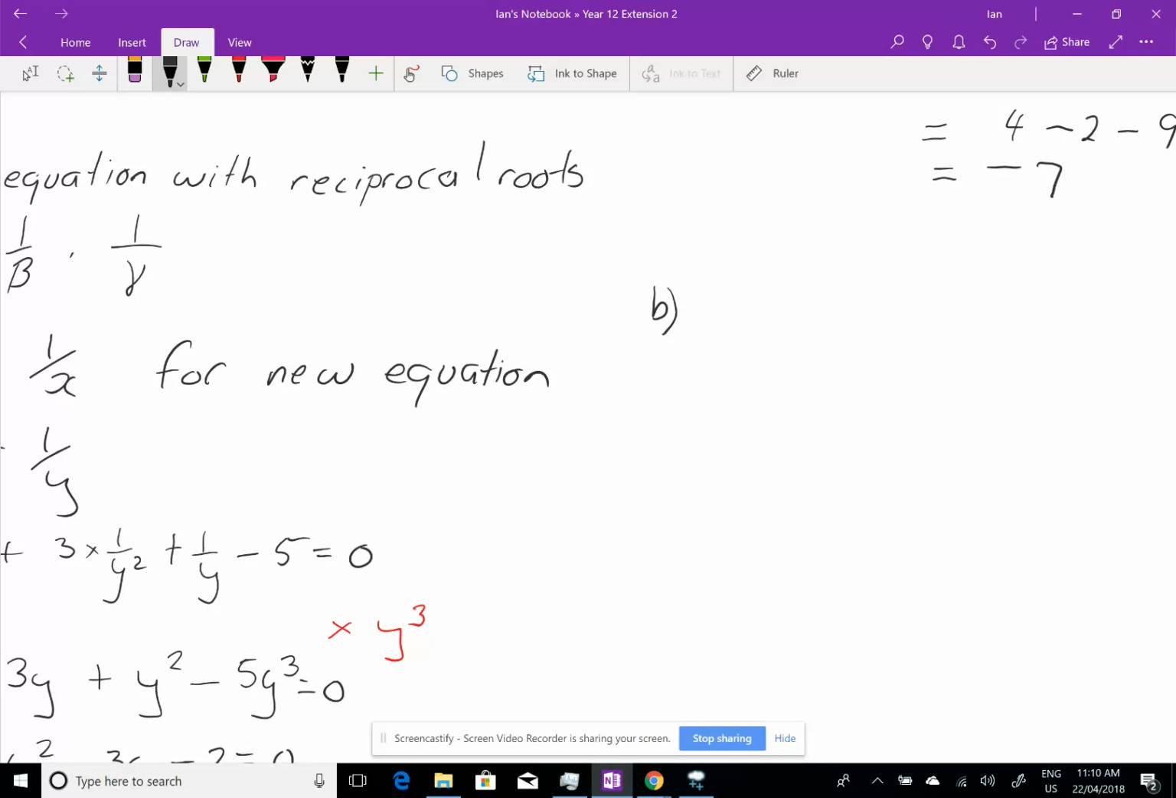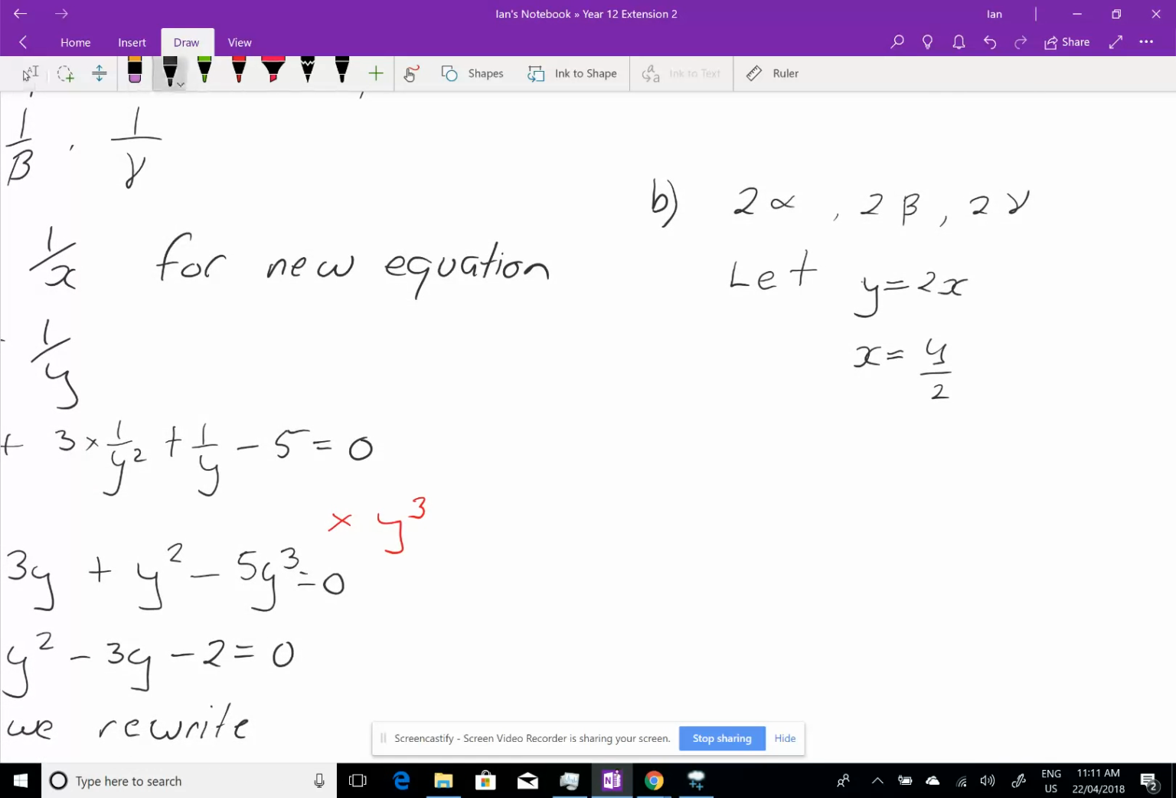We want in B 2 alpha, 2 beta, and 2 gamma. So to get the right substitution, what you're essentially going to do is just transform it. Let y equal 2x. Hence, x equals y on 2. Now, everywhere in the equation where there's an x, you're going to put y on 2. So you see how simple this is.